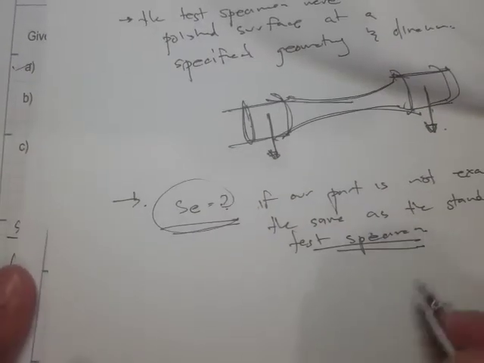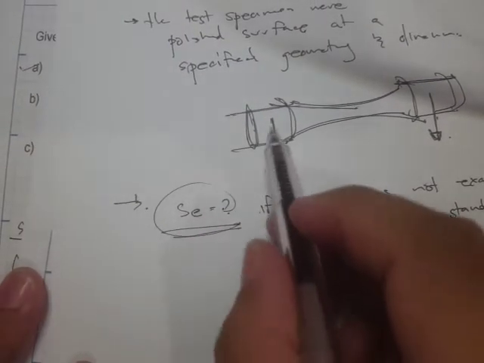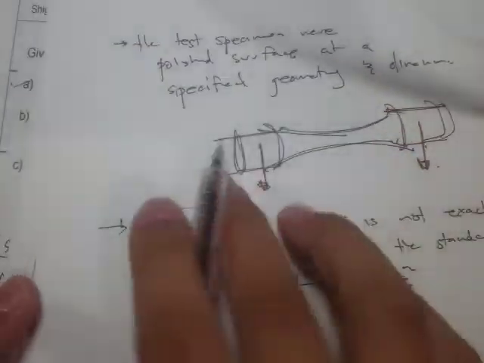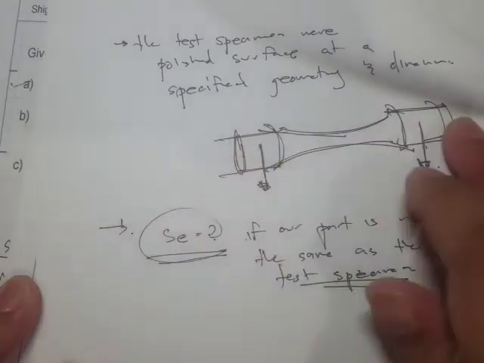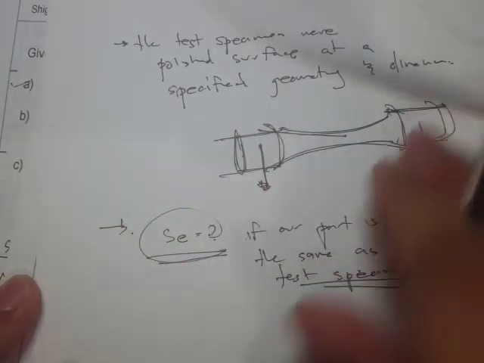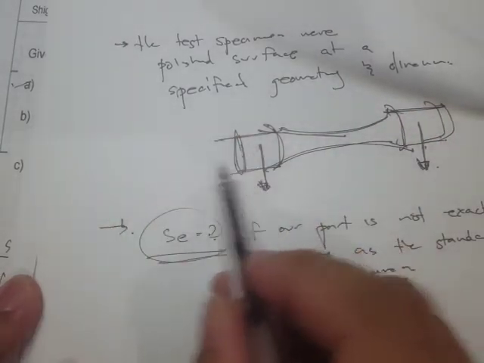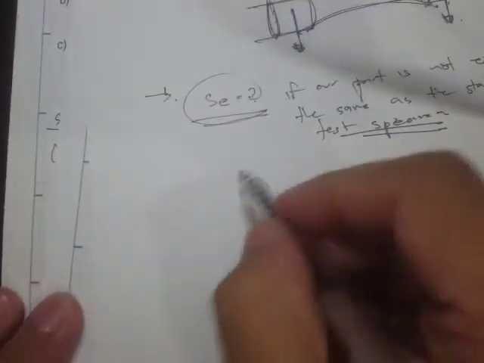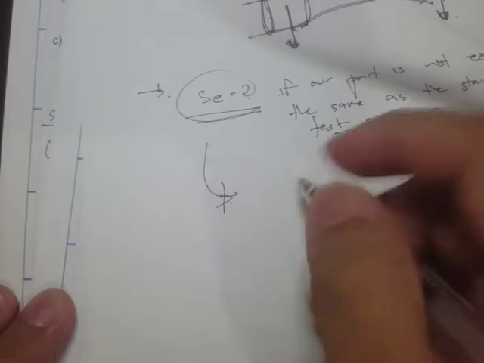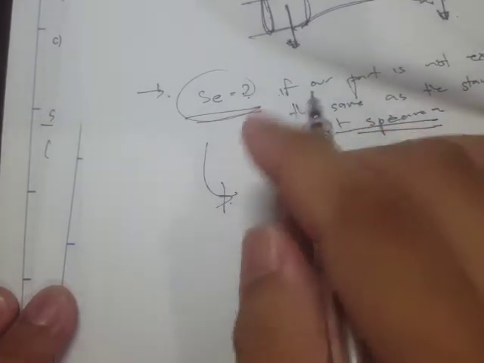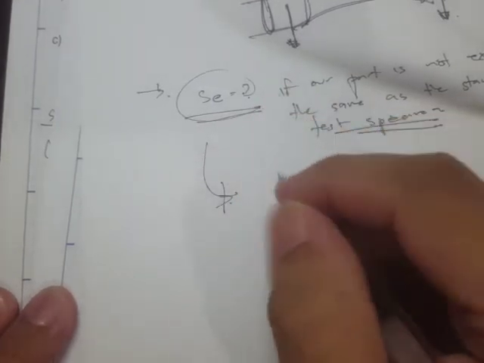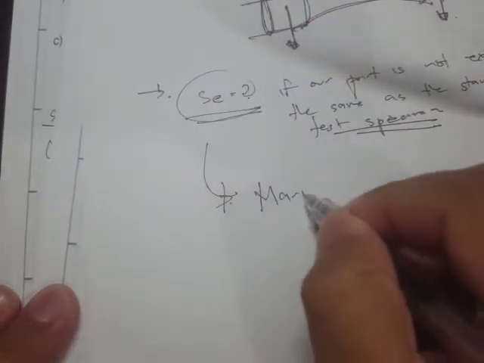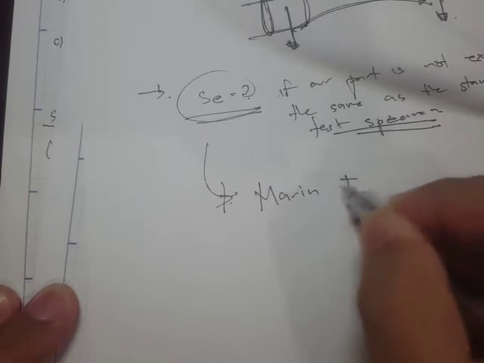And the answer is no, because what if we are considering axial loadings or torsion loadings, and what if the surface is not polished, or what if this is not round? So there are going to be some deviations, and therefore we have to introduce some factors to take into account these deviations, and these factors are called Marin factors.